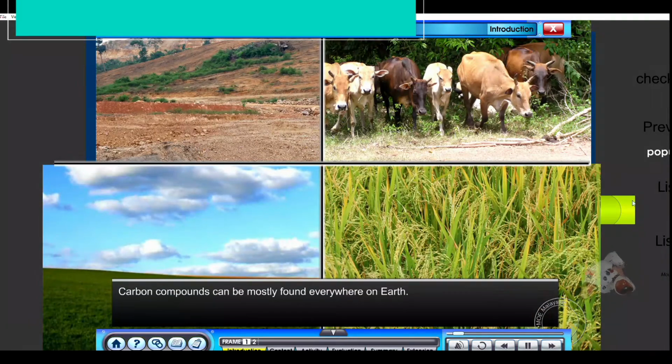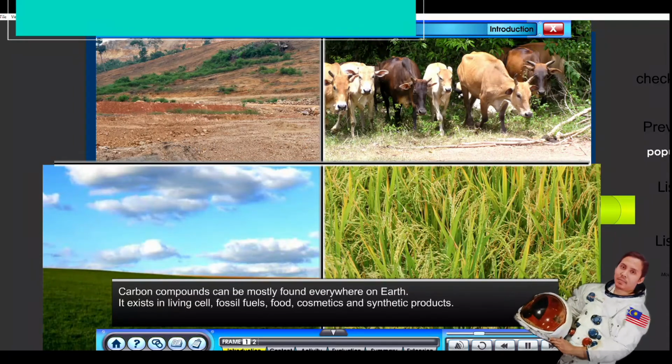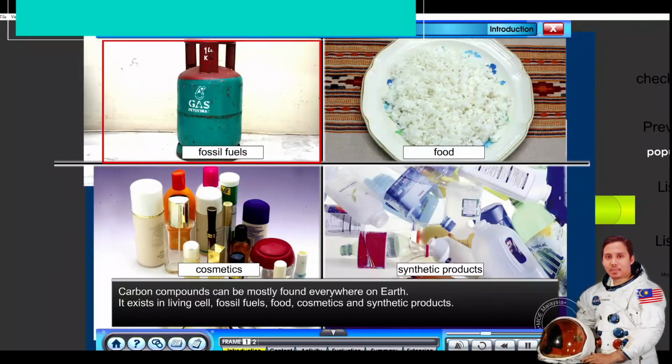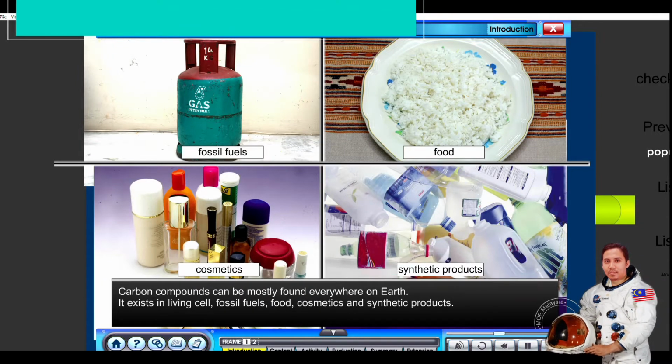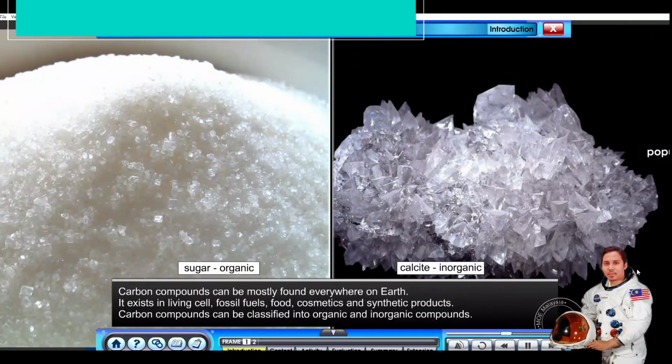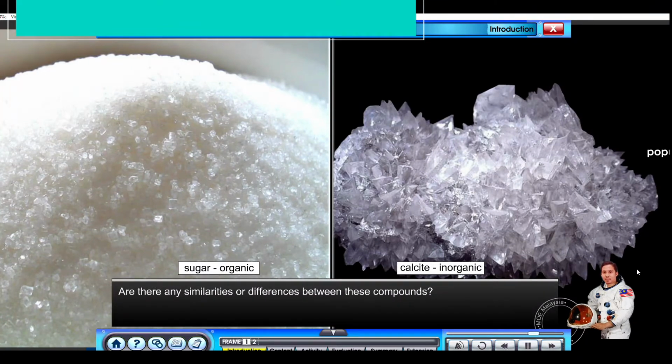Carbon compounds can be mostly found everywhere on Earth. They exist in living cells, fossil fuels, food, cosmetics and synthetic products. Carbon compounds can be classified into organic and inorganic compounds. Are there any similarities or differences between these compounds? Find out.